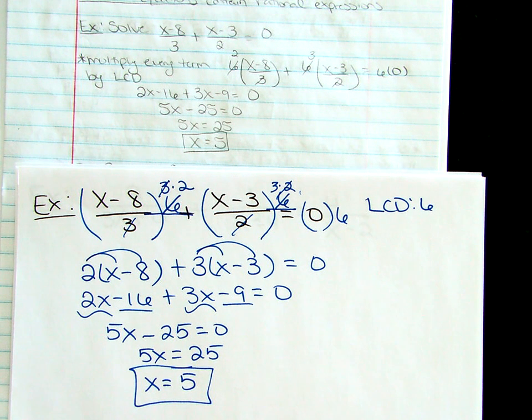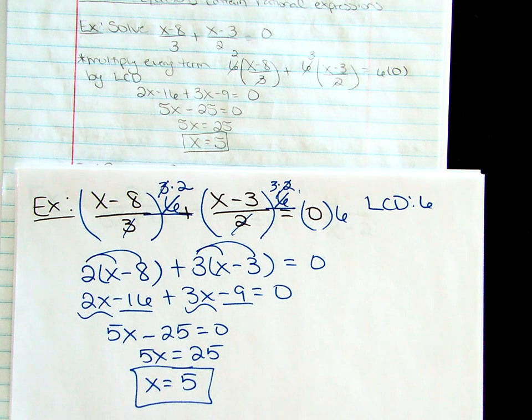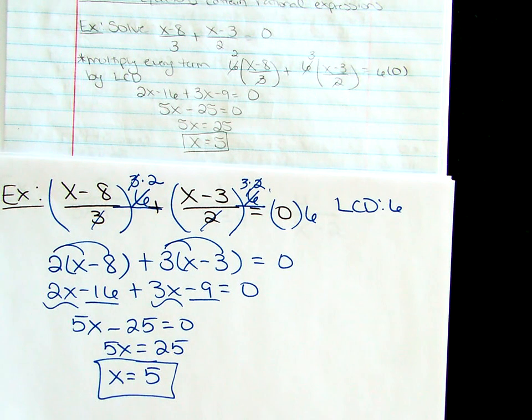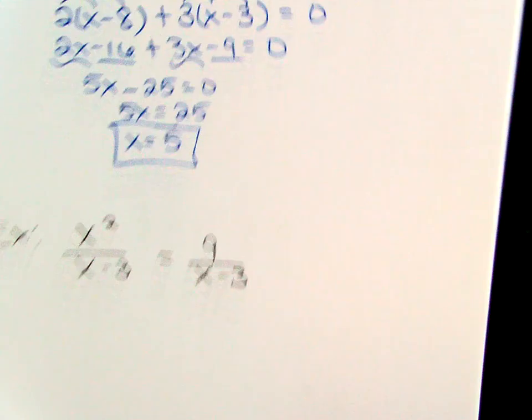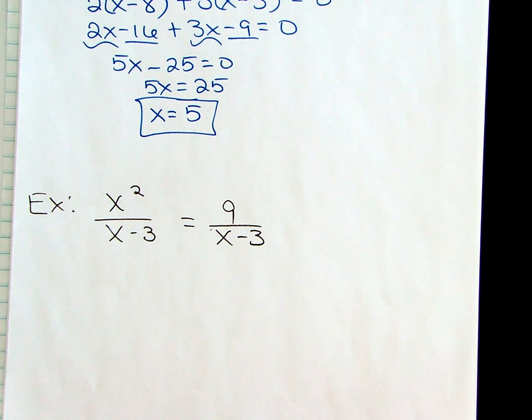So multiply everything by the least common denominator. I'd say 90% of all of the fraction or rational equations that you're going to see today or moving forward in this class, that's going to be the approach you're going to want to take. You're going to want to multiply by that least common denominator. The only time you're not going to want to do that is like the next example.